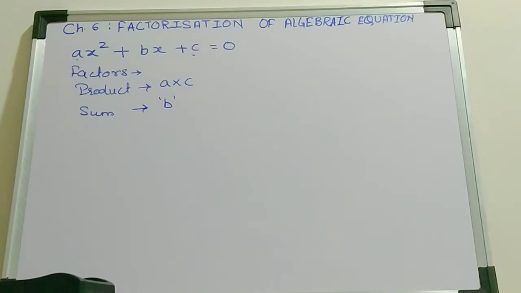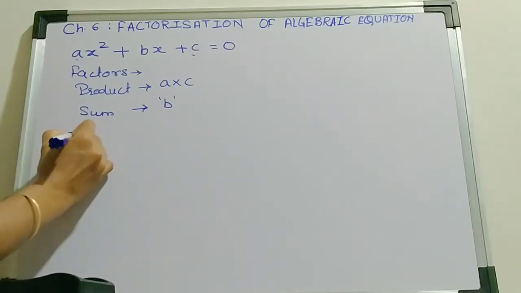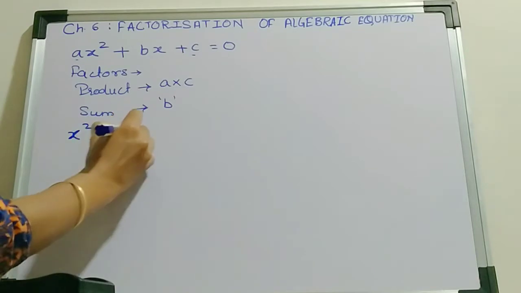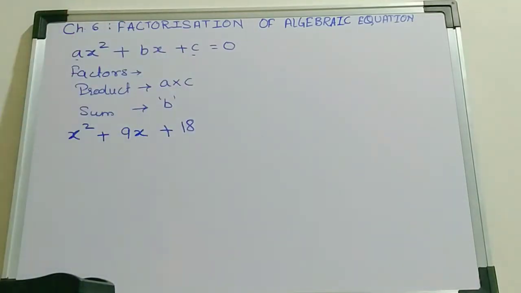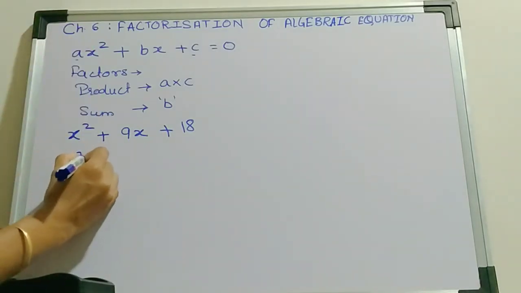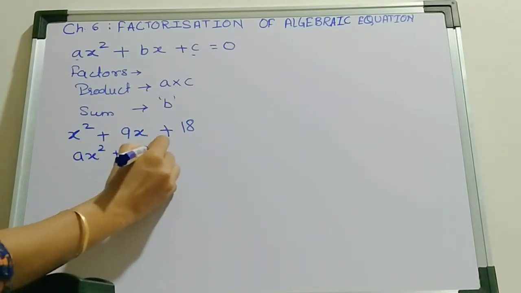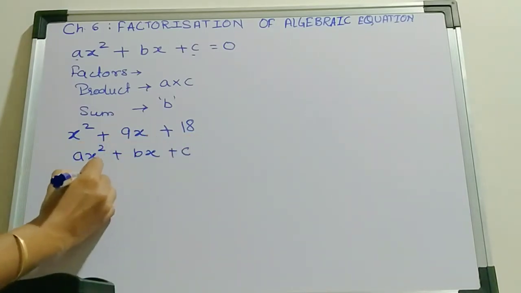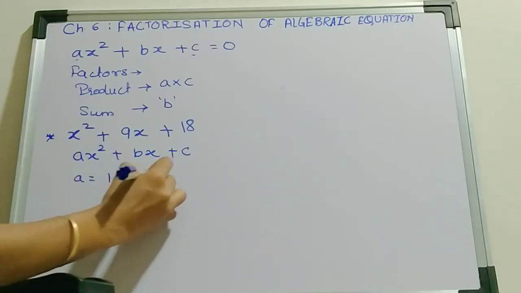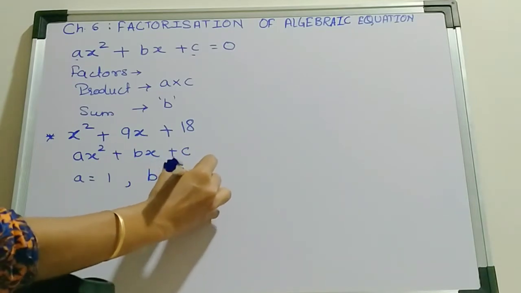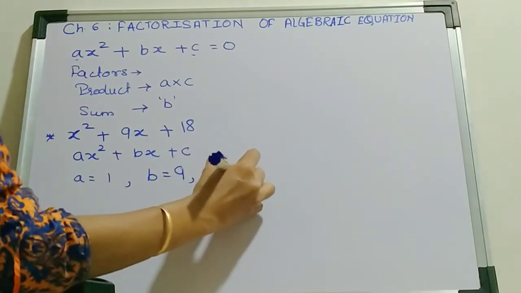Now we will solve practice set 6.1. First problem is x square plus 9x plus 18. Now if I compare this with ax square plus bx plus c, then the value of a for this equation is 1, value of b is 9, and the value of c is 18.